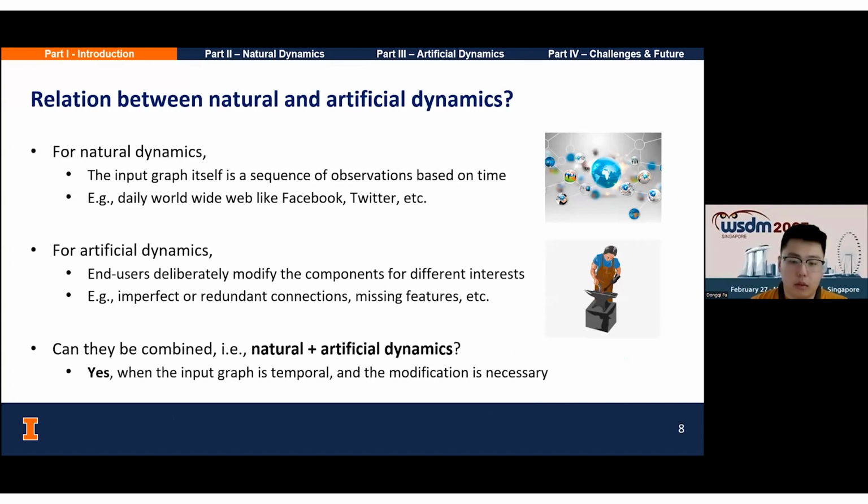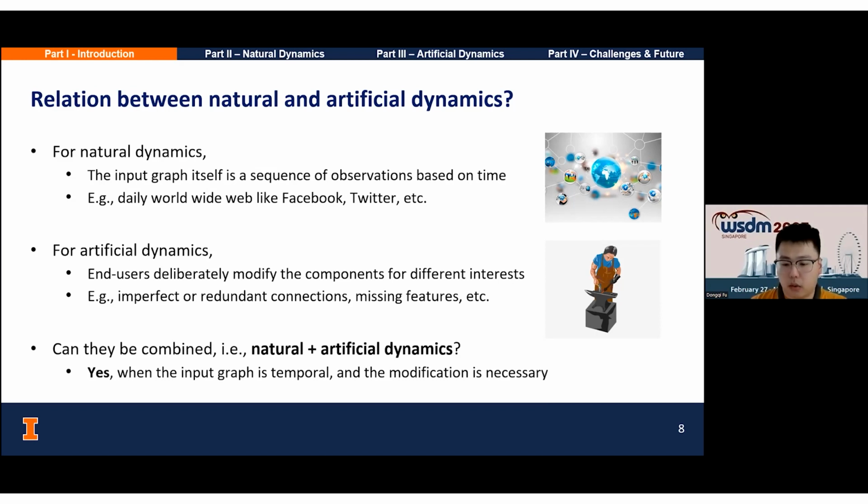Then, what are the relationships between natural and artificial dynamics, you may ask? Intuitively, natural dynamics can be understood as a sequence of observations of graphs over time, just like our daily World Wide Web, such as Facebook or Twitter. Artificial dynamics means that end users could deliberately modify certain components of the input graphs for different interests. For example, the input graph may have redundant edges, missing features, etc.